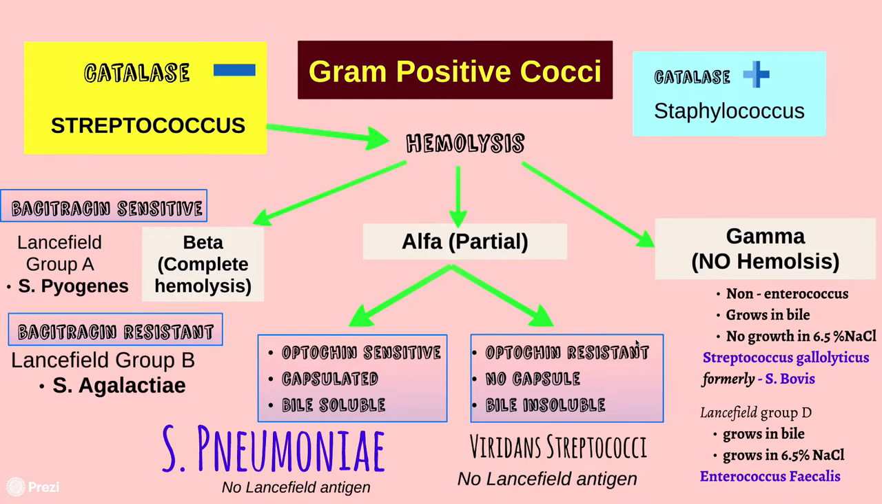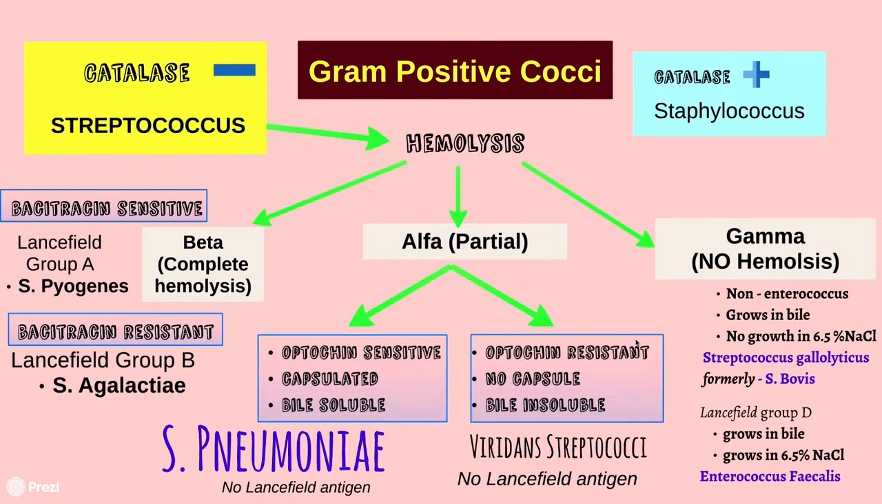Catalase negative, so the gram-positive organisms, globular shape, do not possess an enzyme catalase. They are immediately classified as streptococci, and then they are further subdivided into a huge amount of separate organisms. And the first step of classifying is their ability to hemolyze the blood. Hemolyze, what does that mean?